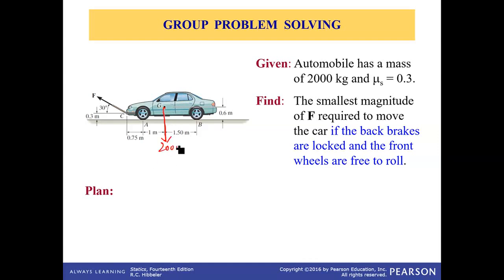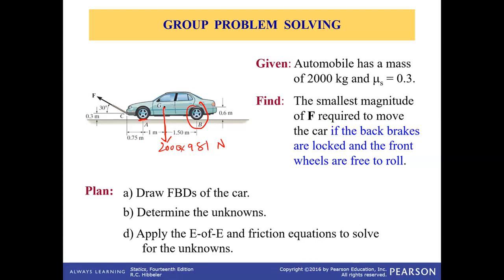So it's 2000 at the center of gravity multiplied by 9.81 newtons, and the mu_s between the tire and the surface here is 0.3. Find the smallest magnitude of F required to move the car if the back brakes are locked and the front wheels are free to roll. So brakes are applied here and these wheels are free to roll, so we only consider the friction at B.